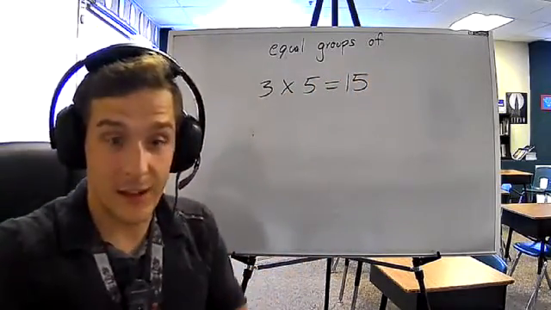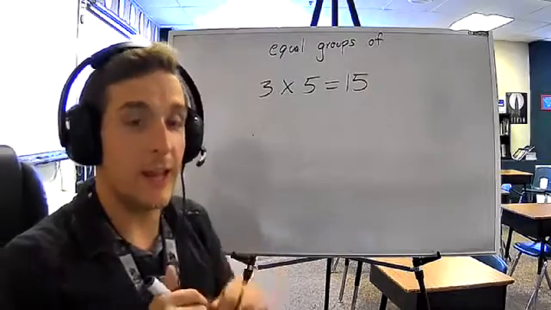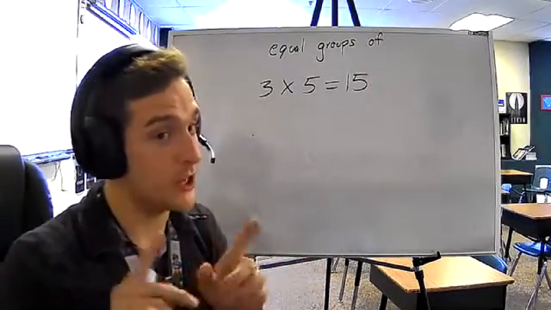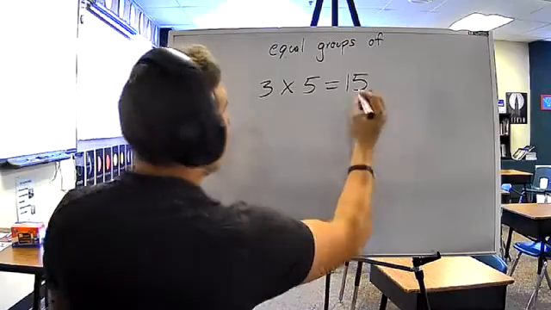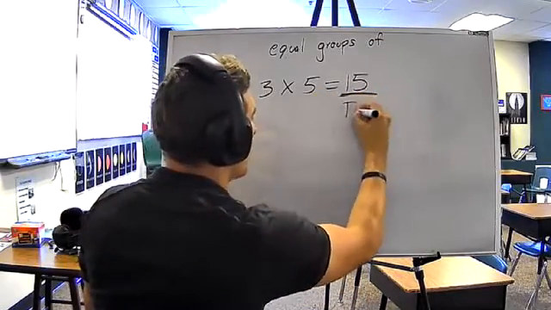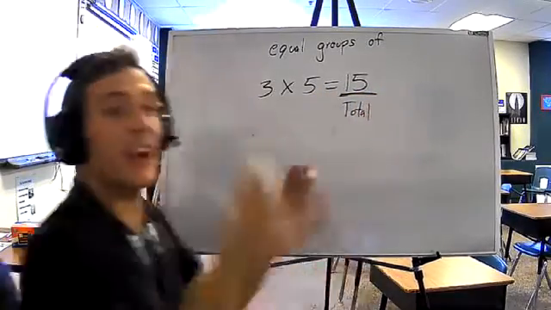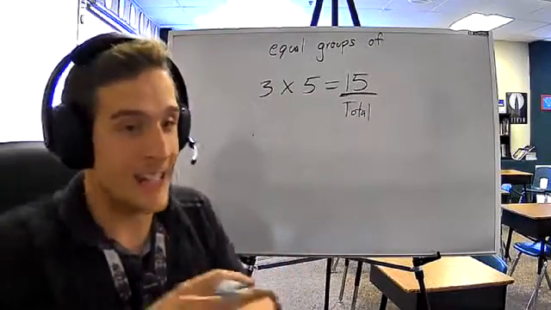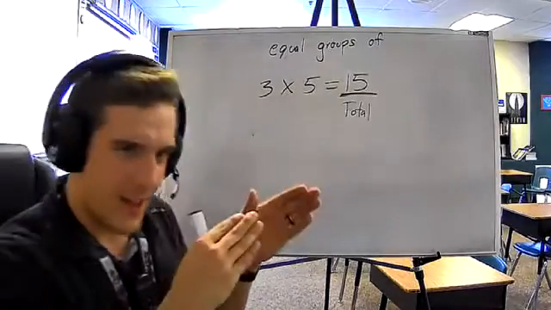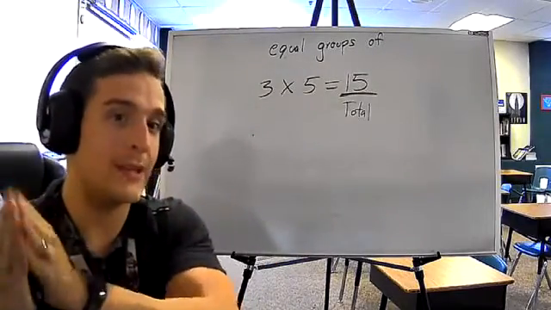Now, this is the very important part. In multiplication, I'm going to say it again, in multiplication, because it changes a little bit in division, this last number right here, after the equal sign, is the total. It's how many in all do I have? It's the in all. So if you have a question that says, what is the total? It's asking that question. It's saying, at the end, what does it equal?